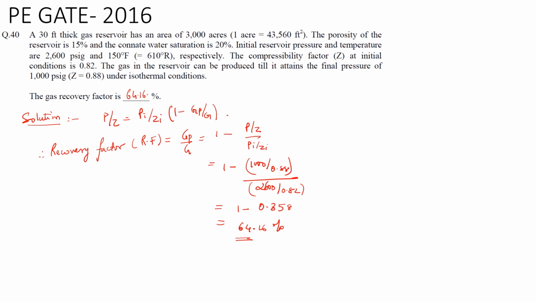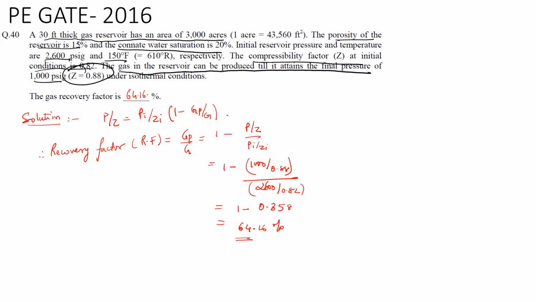This particular question was again asked in GATE 2016. Let's see the question. A 30 feet thick gas reservoir has an area of 3000 acres. The porosity is given as 15% and connate water saturation is given as 0.2. Initial reservoir pressure and temperature are 2600 psi and 150 degrees Fahrenheit. The compressibility factor at initial condition is 0.82 and the gas in the reservoir can be produced till it attains the final pressure of 1000 psi, where the gas deviation factor is given as 0.88 under isothermal conditions. We need to calculate the gas recovery factor.